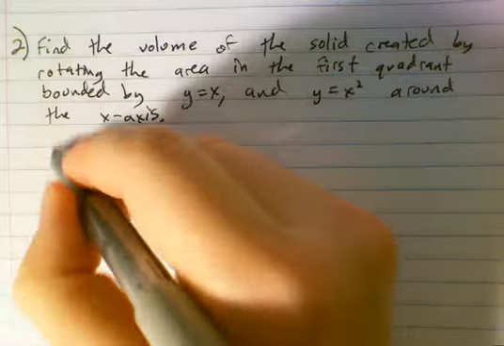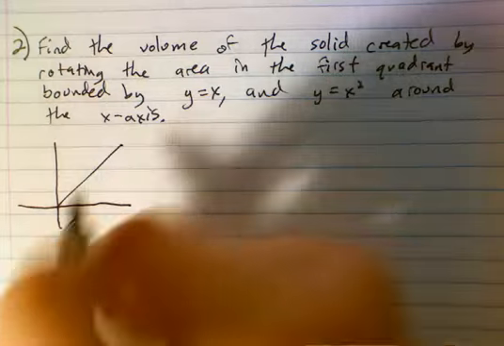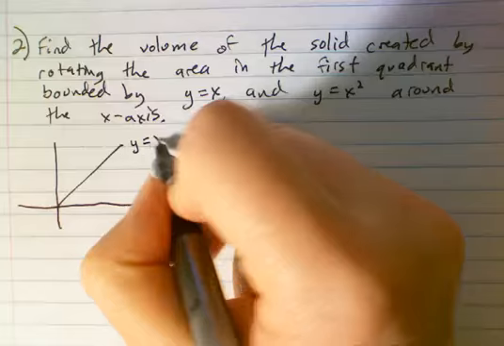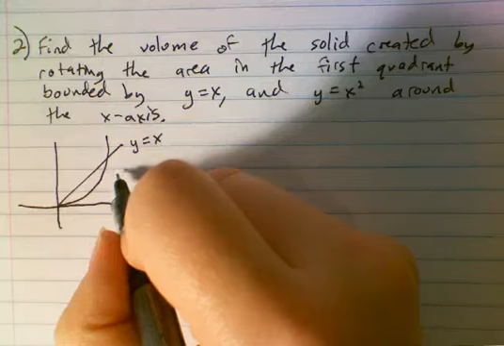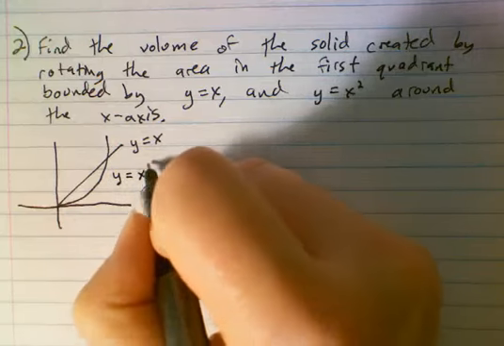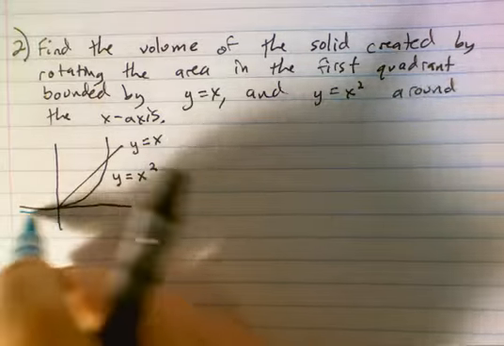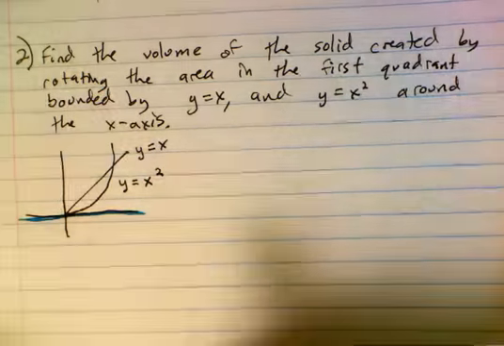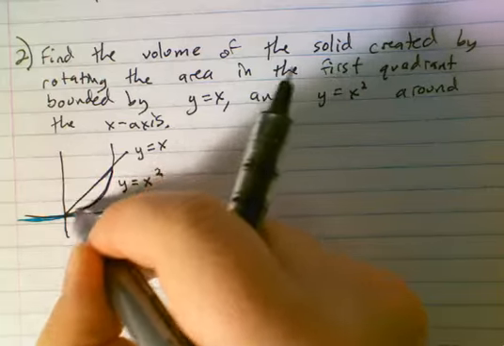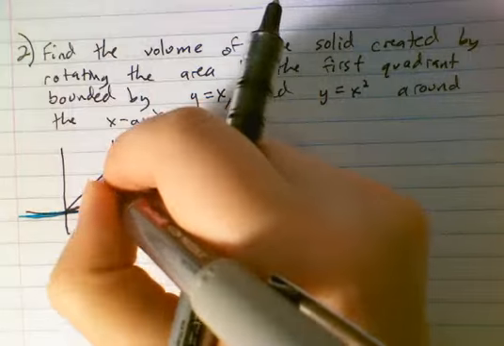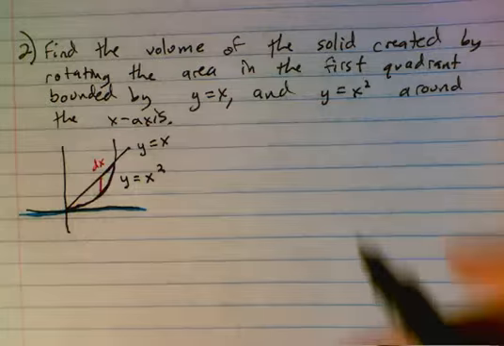Okay, first things first is always to draw the area in question. So just in this first quadrant here, I've got y equals x. This one is y equals x squared. We are rotating around the x-axis, so here is our axis. That means we're looking at this area right here. We have to draw a rectangle perpendicular. That means this is going to be a dx, so I can start setting up.